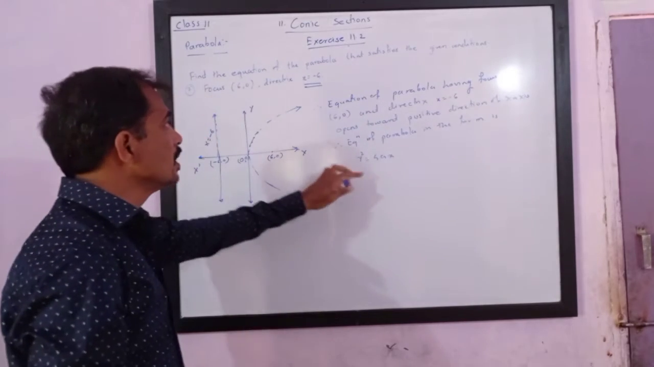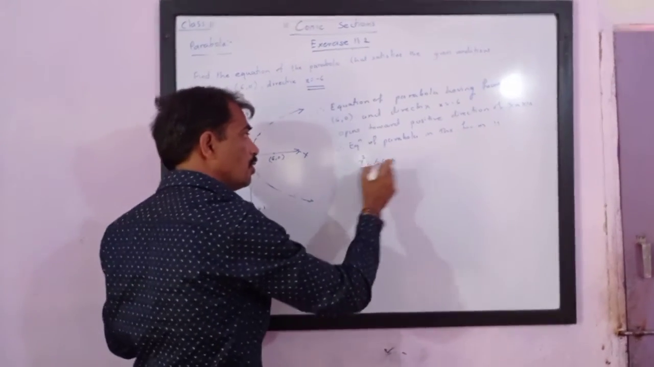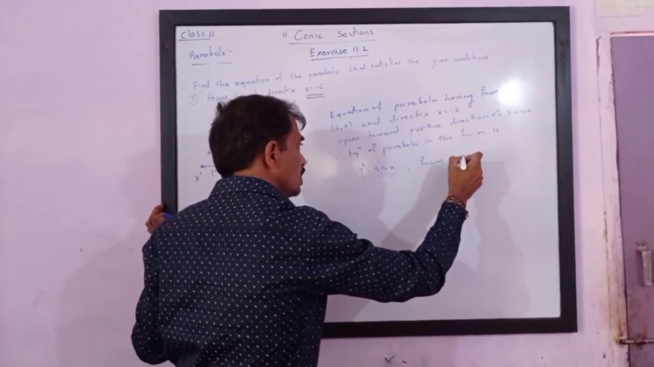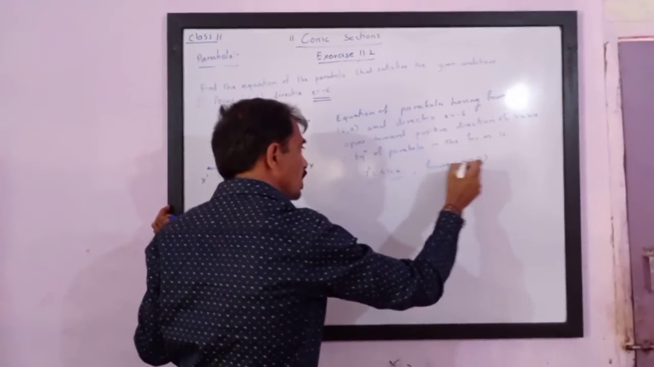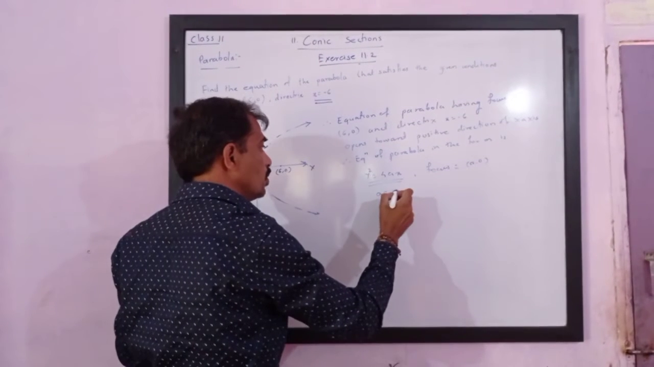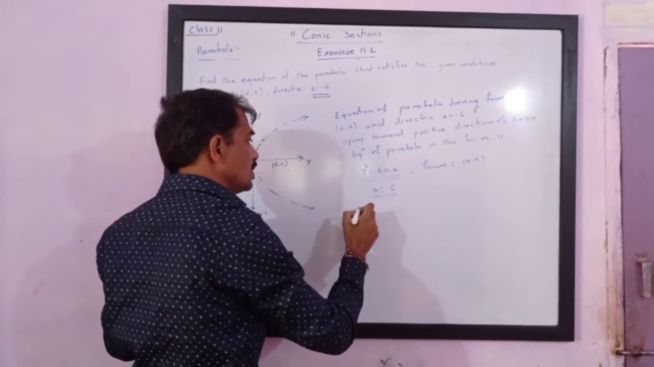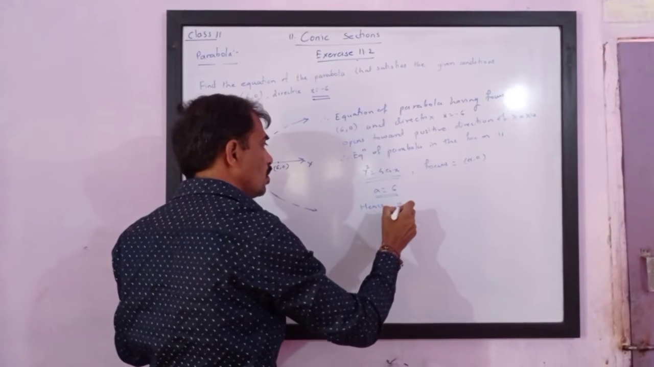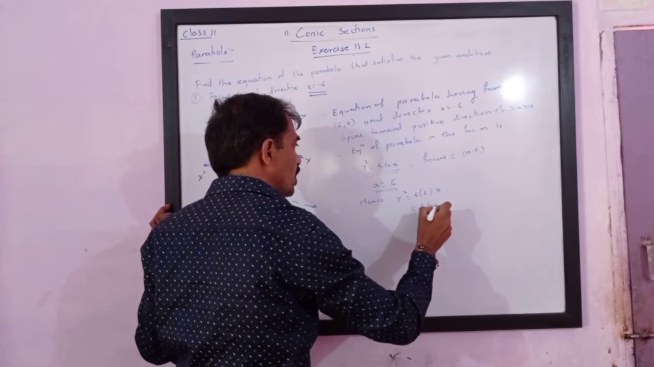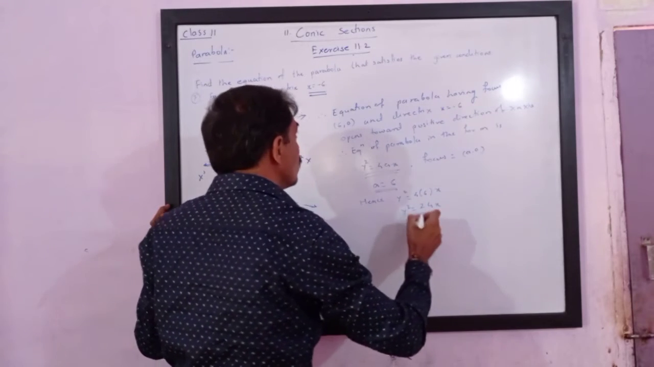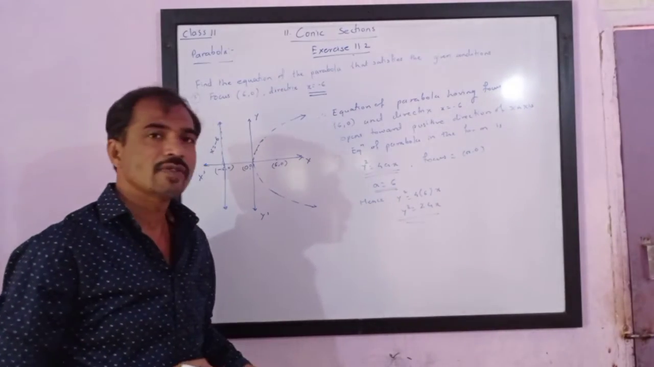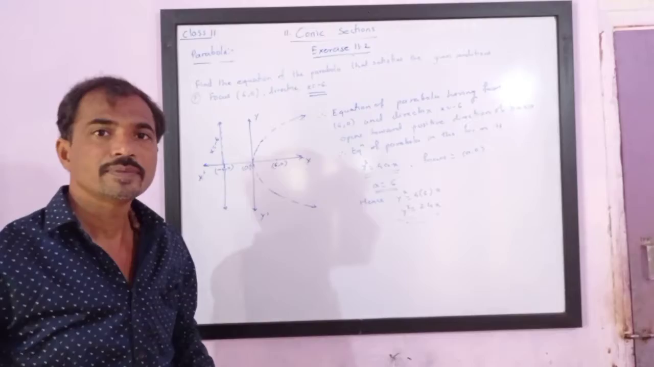Now please note with y square is equal to 4ax, here focus is a, 0. It means if you compare this equation we will get a is equal to 6. Hence equation of parabola is y square is equal to 4 into 6x, that is equal to 24x. We are asked to find the equation of parabola. So the equation of parabola is y square equal to 24x.